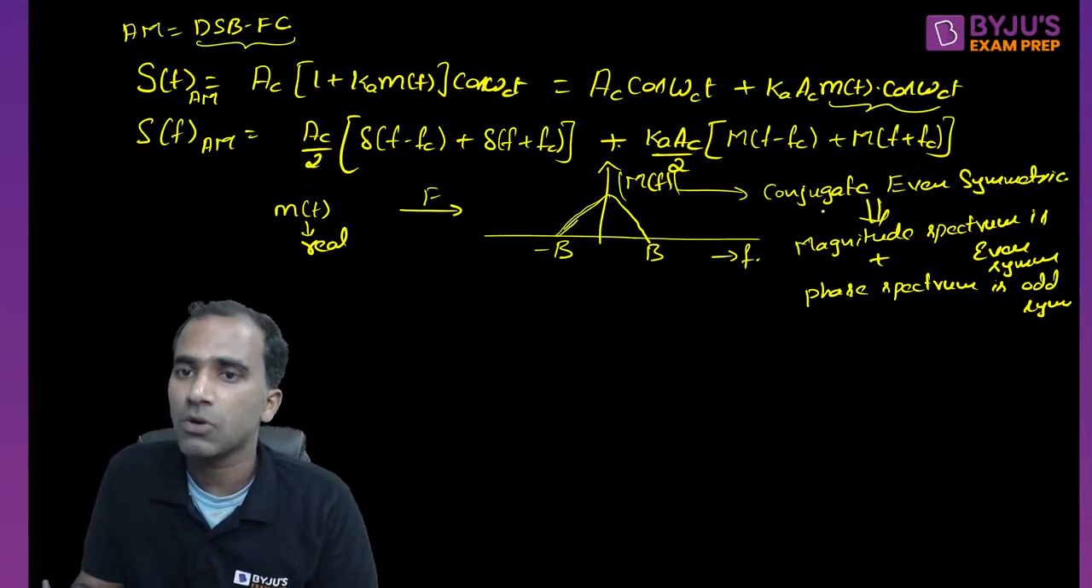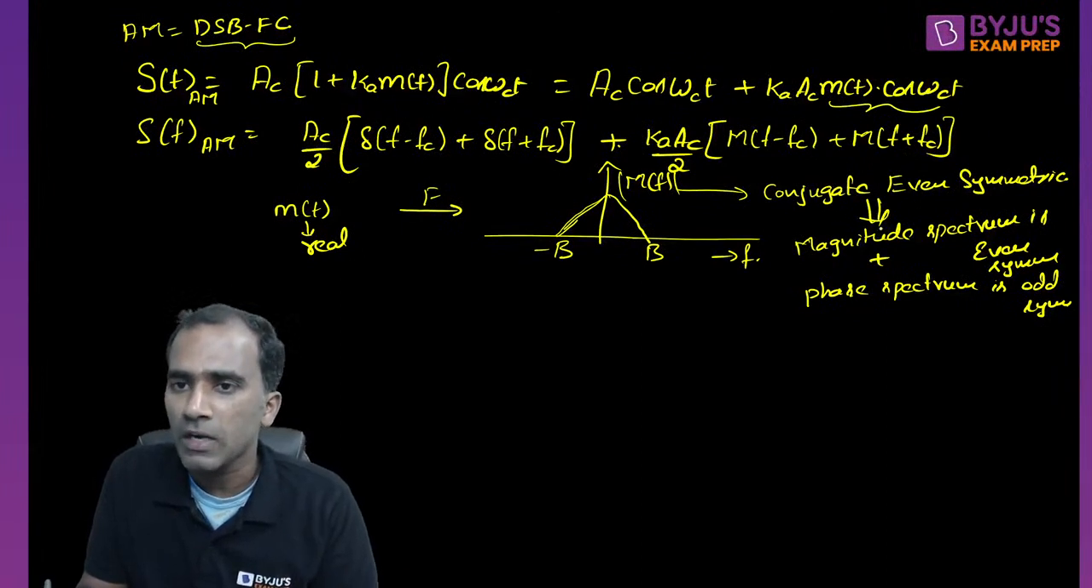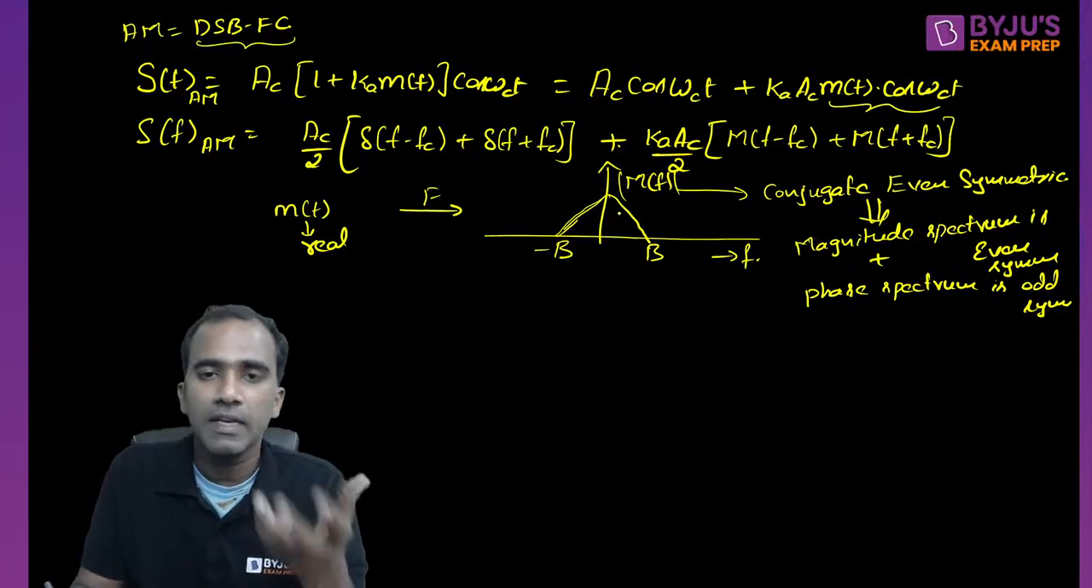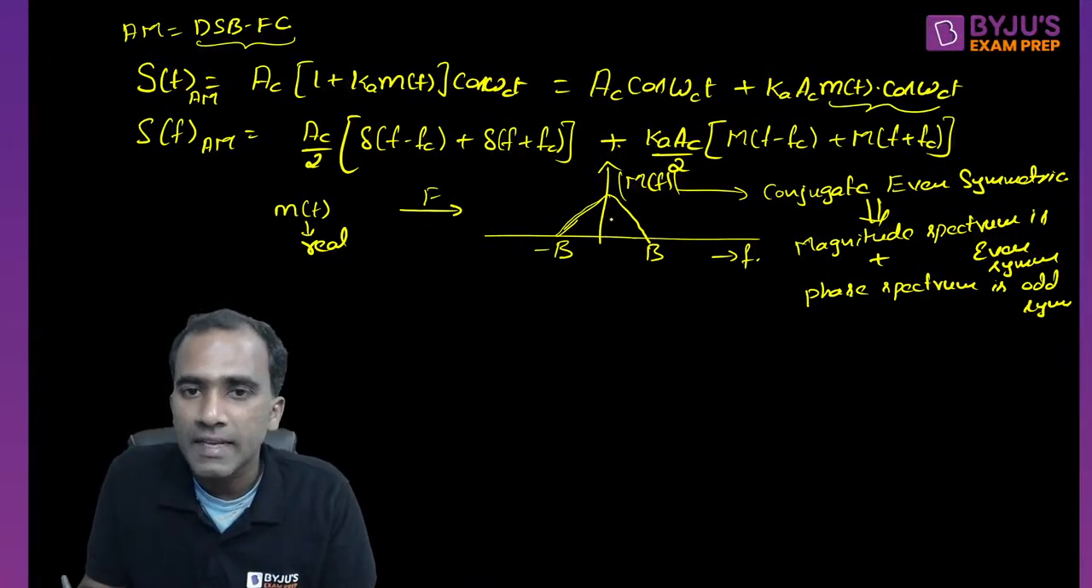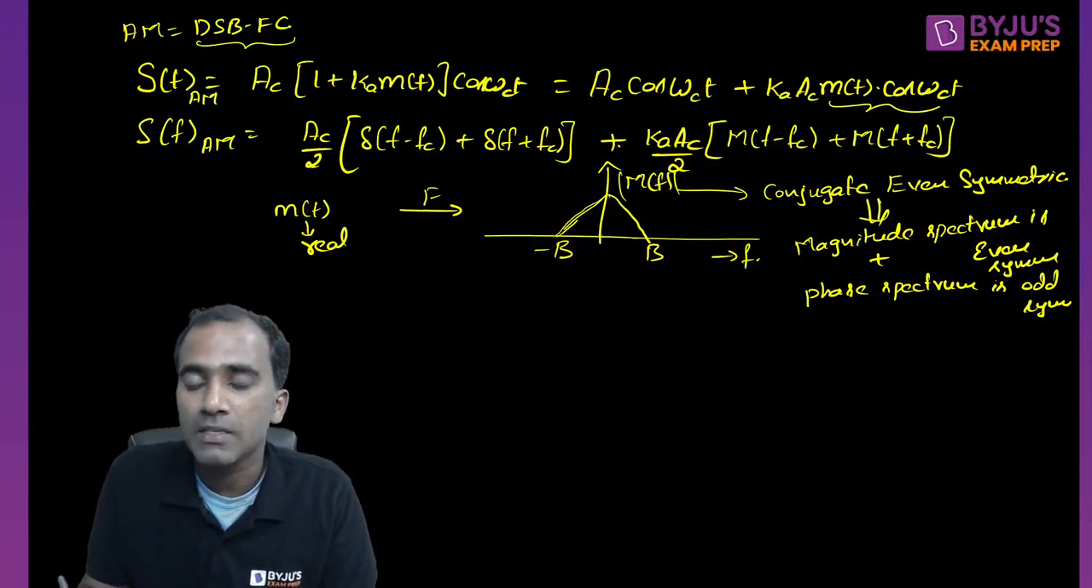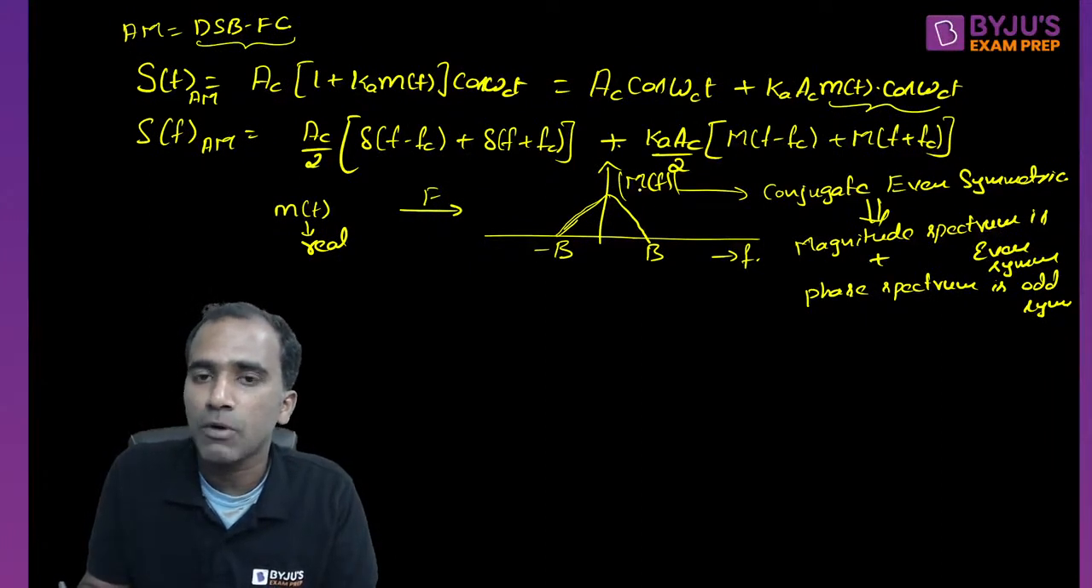The total spectrum is conjugate even symmetric. Only the modulus or magnitude part of it has even symmetry. In all analysis, we take it as an even symmetric magnitude spectrum. Though they write it as m of f, they are talking about mod m of f.